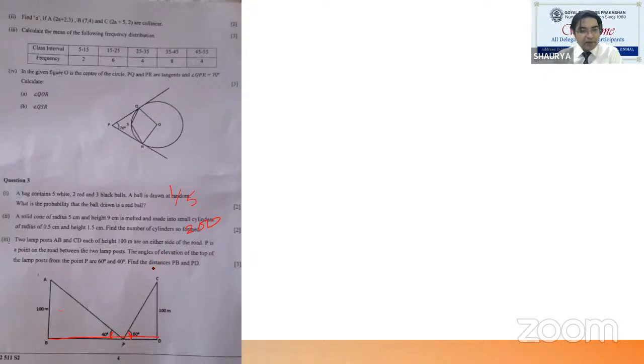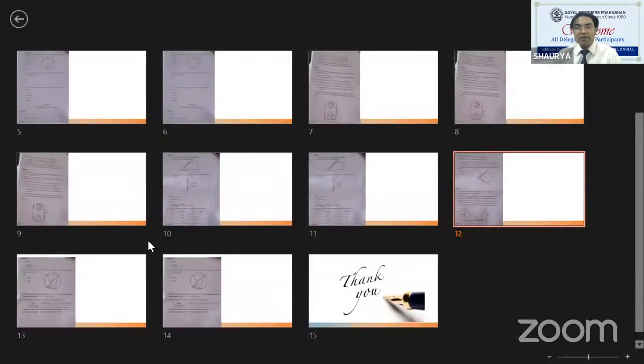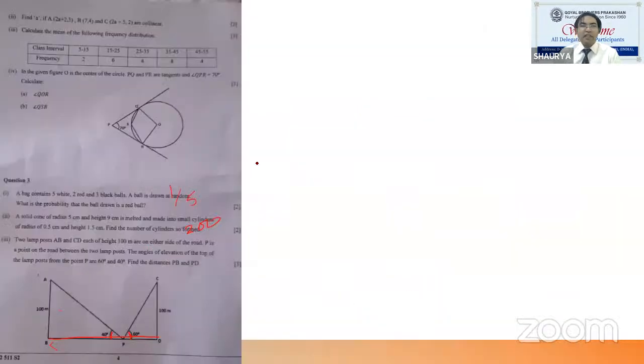We have been asked to calculate the distance PB and PD. Basically, these are the distances which we intend to calculate, right? So let's do one thing. Let's name them something. Let's call this X and let's call this Y. It's a simple question. We can apply tan, since it's involving the height and base of the right angle triangle.